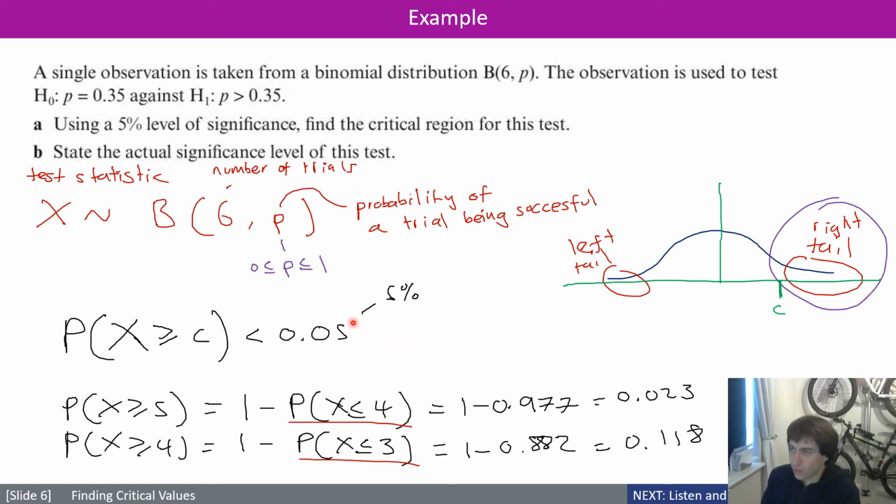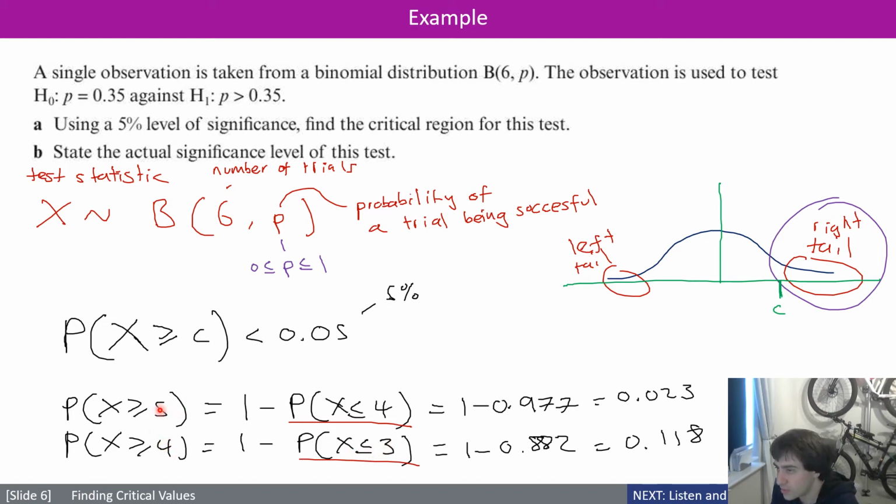Okay, so what does that tell me? That tells me the probability of x being greater than or equal to 4 is 0.118, about 11.8%. So that's not within the significance level yet. We're not below the significance level like we want it to be. So the critical value is not 4.